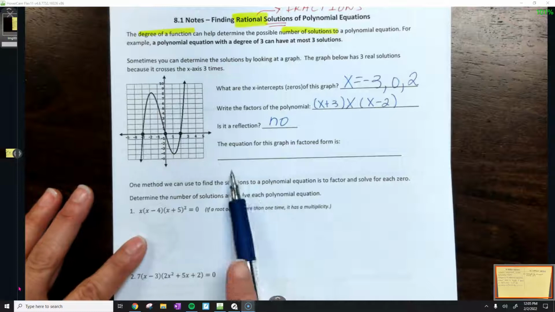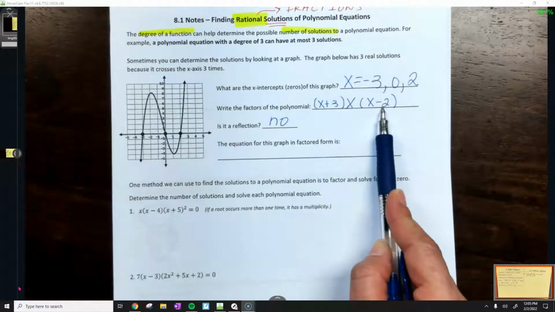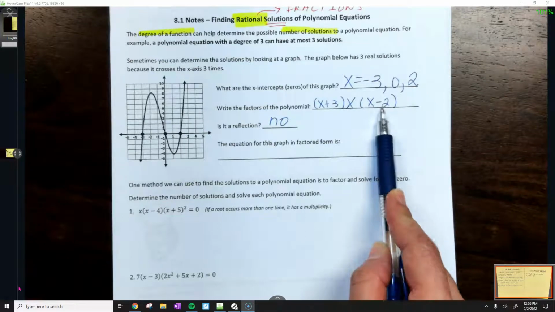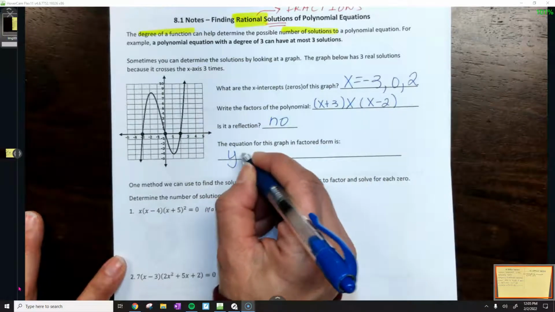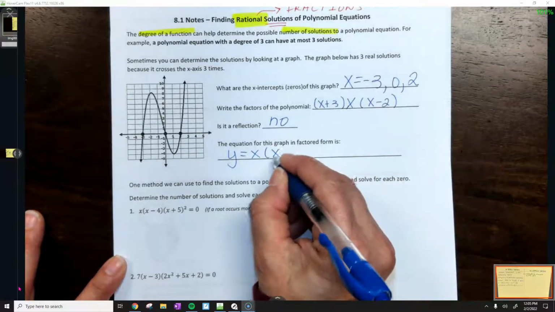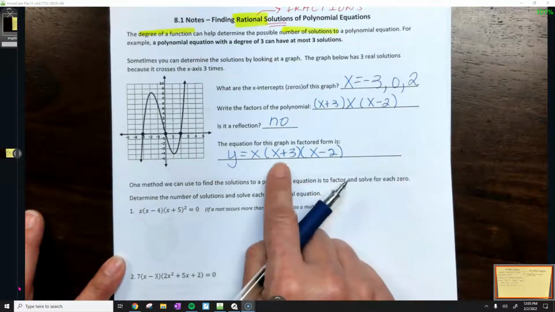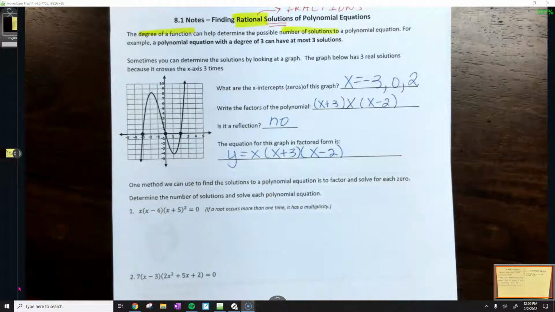So to write the equation in factored form, guys, we're just going to write those with a y equals in the front. However, y'all list the single x first and then write those. And it doesn't matter which order the parentheses come in. Just make sure you have your x first. That's how you write the equation.